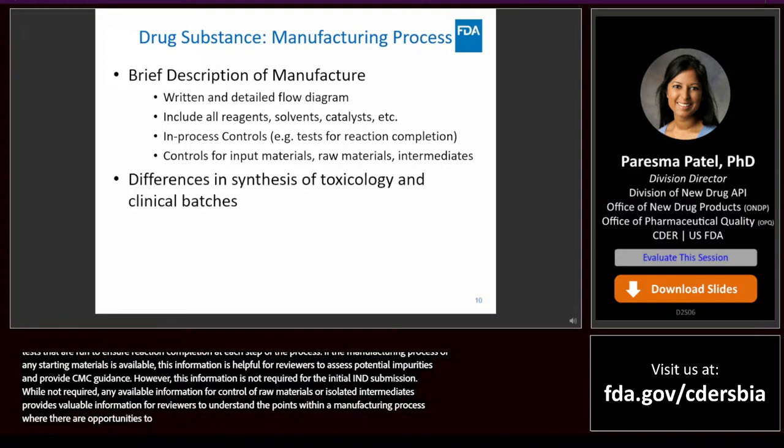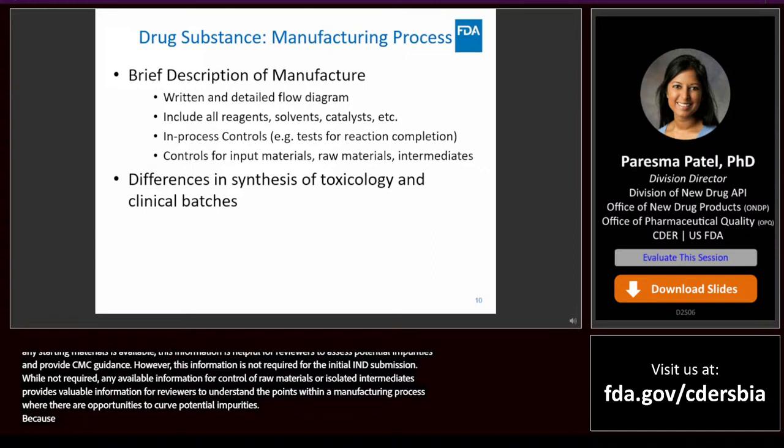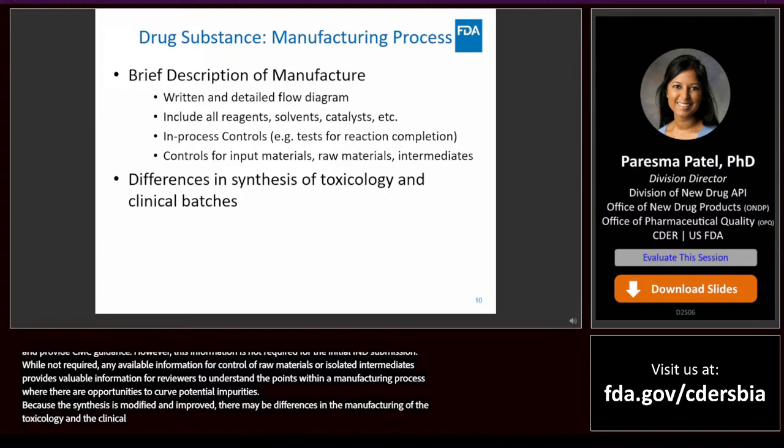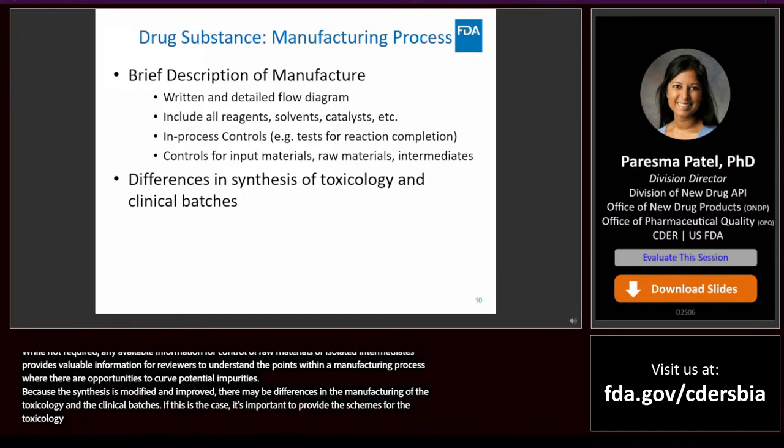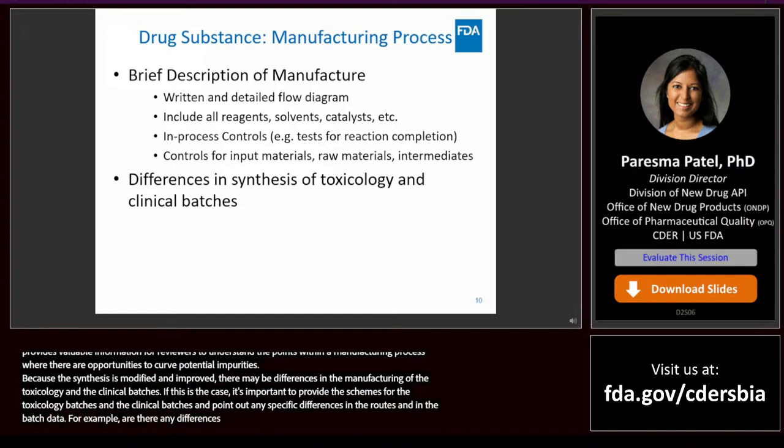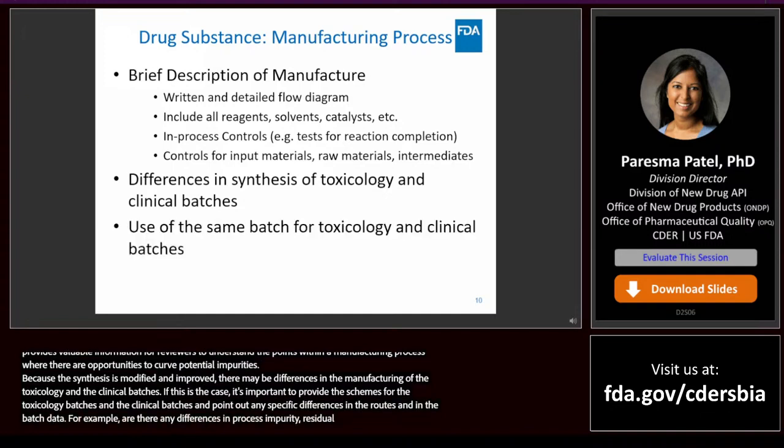Because the synthesis is often being continuously modified and improved, there may be differences in the manufacturing of the toxicology and the clinical batches. If this is the case, it is important to provide the schemes for the toxicology batches and the clinical batches, and point out any specific differences in the routes and in the batch data. For example, are there any differences in process impurities, residual solvents, or elemental impurities?